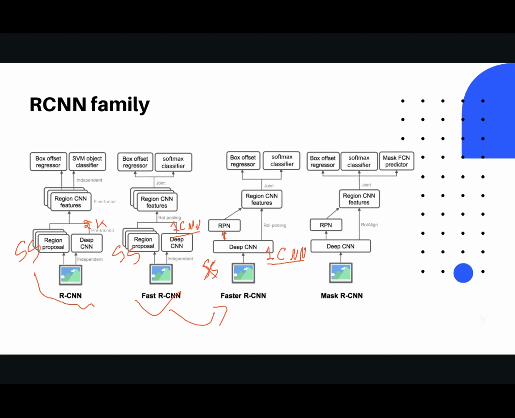So from RCNN to fast RCNN, we reduce the passes through the CNN by going from 2000 to only one pass. And then from fast RCNN to faster RCNN, the only thing we did was we removed selective search. So that's it. For Mask RCNN, we will be seeing it in the next lecture with the segmentation tasks.